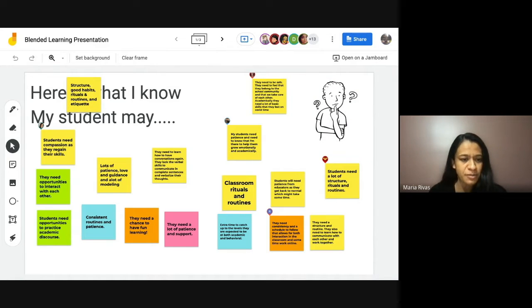Students need an opportunity to practice academic discourse. Exactly. They needed the opportunities to interact with each other. I remember when we started with the hubs, we had kids going to the hubs, and we started seeing they craved that peer interaction. They craved wanting to be with their peers. They wanted to be with kids on their own. They were excited to be just in the same room with kids. And so they were craving that interaction.